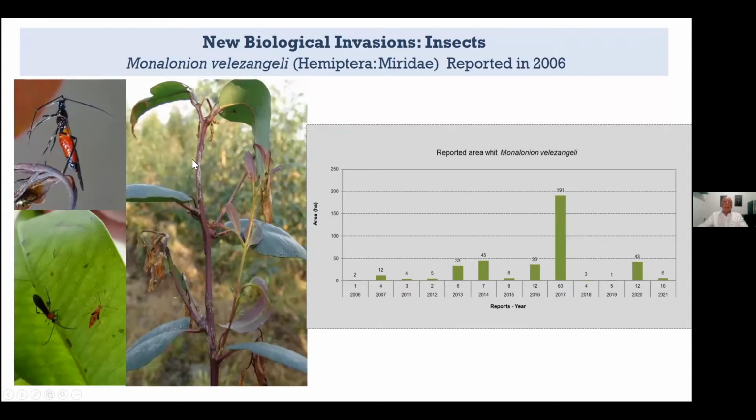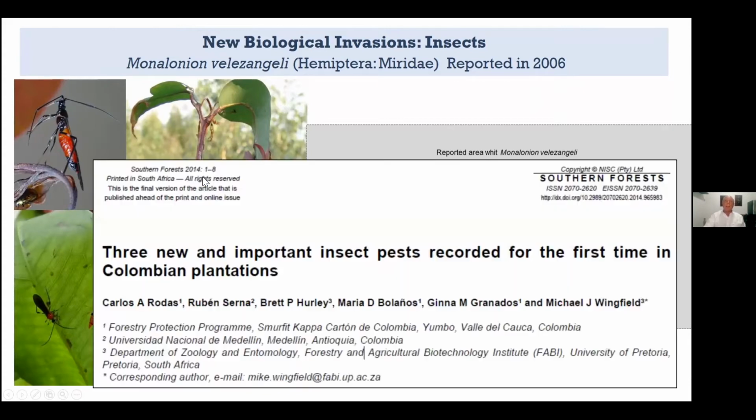This is a very new biological invasion. Monalonium velesangeli is a Hemiptera reported in Colombia in 2006. Since then, it has been affecting many crops, also eucalyptus plantations. You can see the number of reports that we have in each year and the number of hectares affected by this insect. This is a sucking insect. This is the publication about this insect, including 2 other new insects.